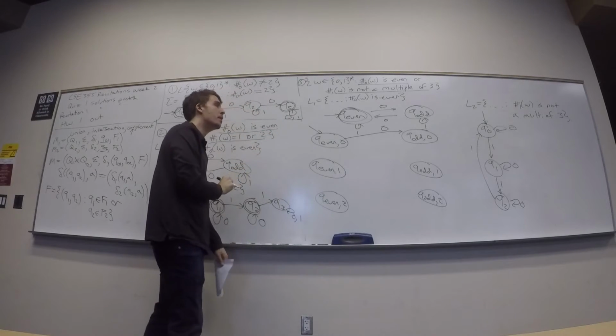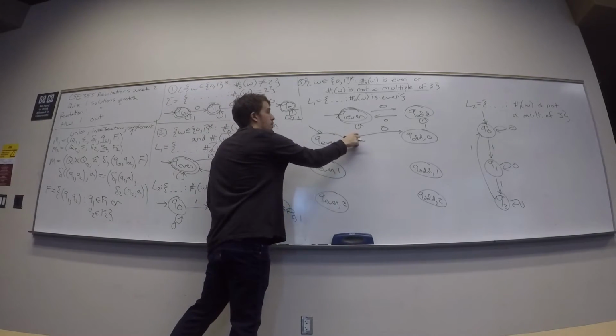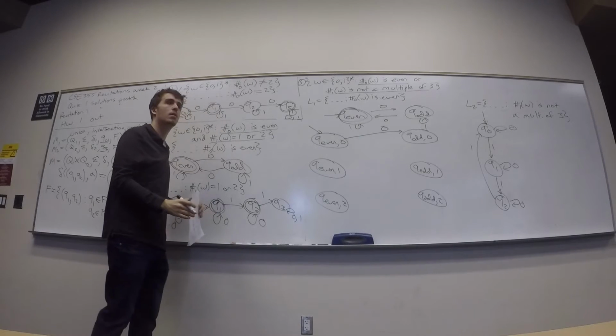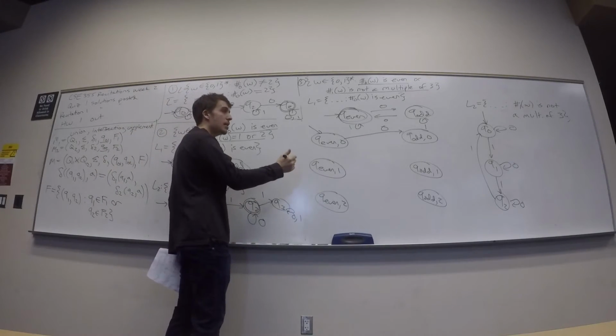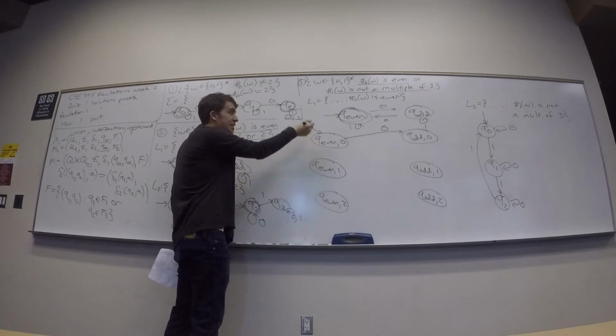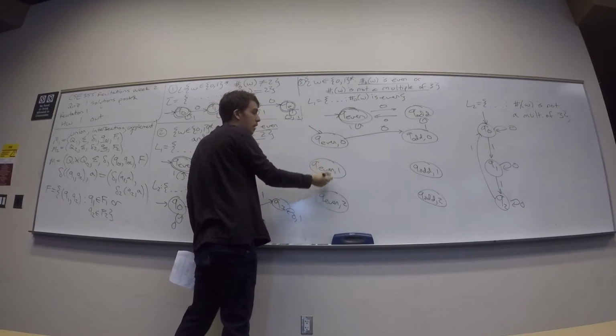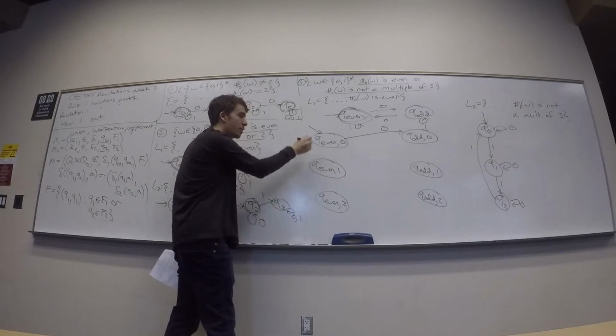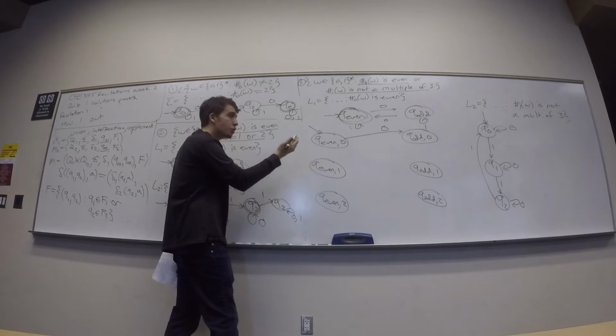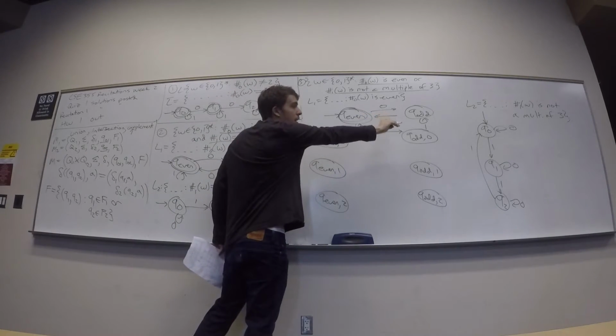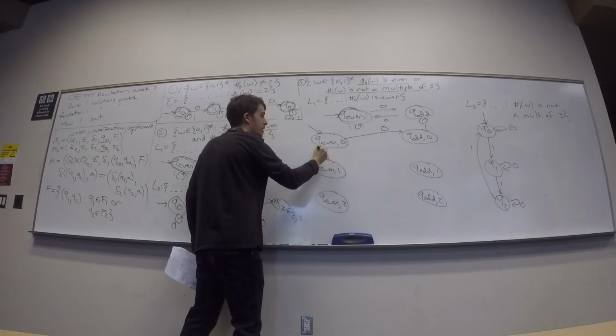Where does it go on 1? It will stay in the same column because it loops on 1 here. But what state does it go to in the column? It goes to 1 because we see in there it goes down a row. So we come down here.